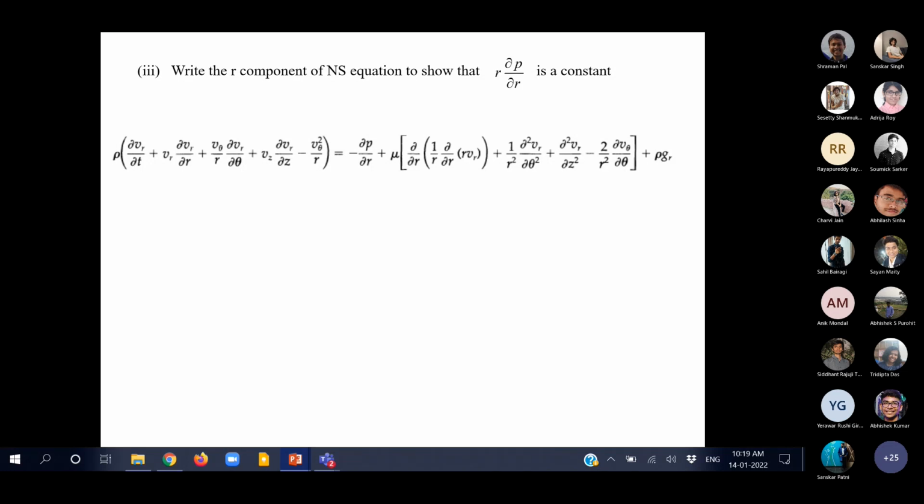As has been mentioned, the convective part can be neglected, so the entire left hand side of this is going to be 0, and the body force term will be 0 as well. How about the first term on the right hand side? Can I set it to 0? Del P del R.